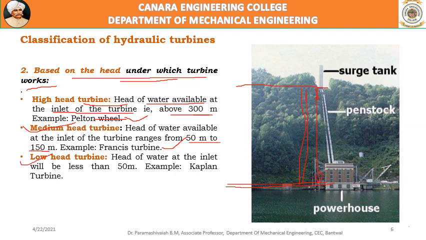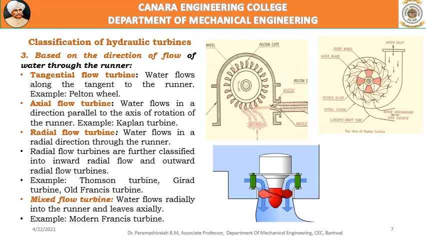Then the third one is low head turbines. The head of water at the inlet will be less than 50 meters. If this height or head is less than 50 meters, then such turbines are called low head turbines. An example is a Kaplan turbine. The Kaplan turbine is an example of a low head turbine.